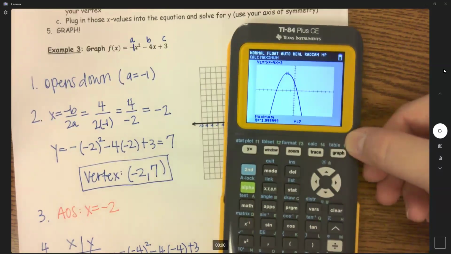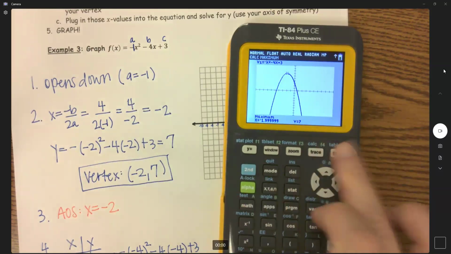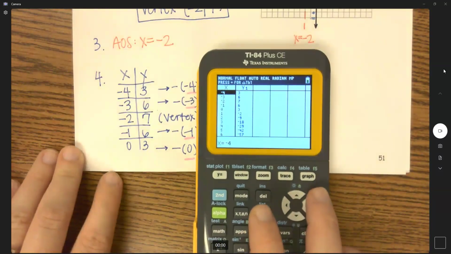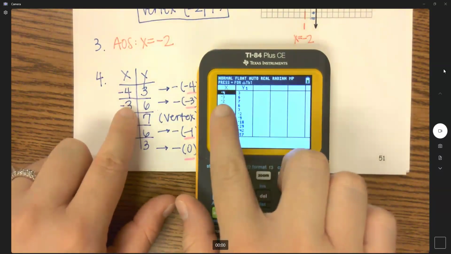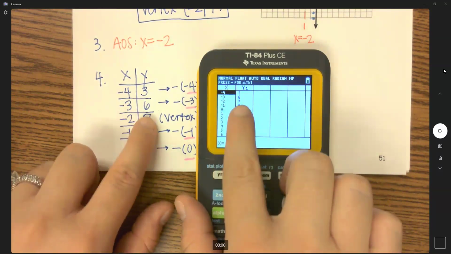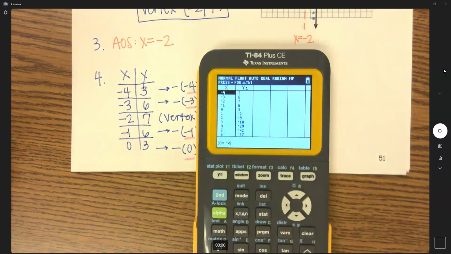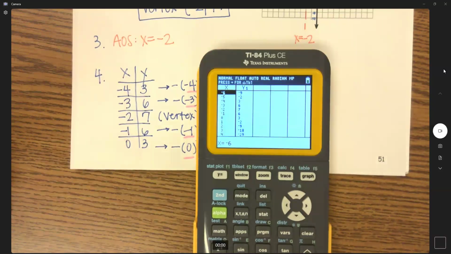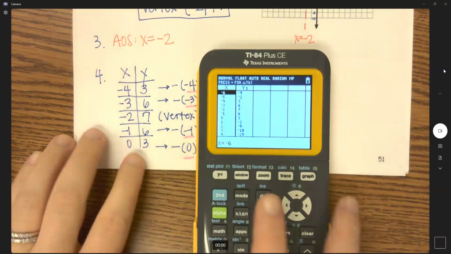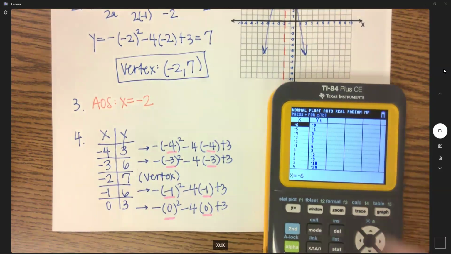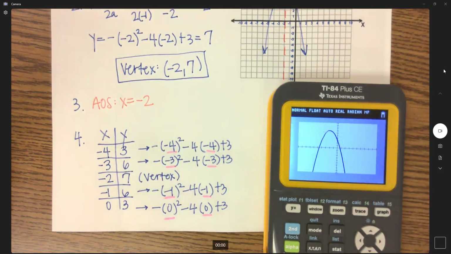And then even more helpful if we go here to the table. So second graph, right there is my table of values. -4, 3, -3, 6, -2, 7, -1, 6, and 0, 3. So we can even graph more of these points if we wanted to, but we've got the points that we need to make this graph right here. So while it's, I guess, kind of nice to do it by hand, not entirely needed since we do have this graphing calculator. Pretty handy.